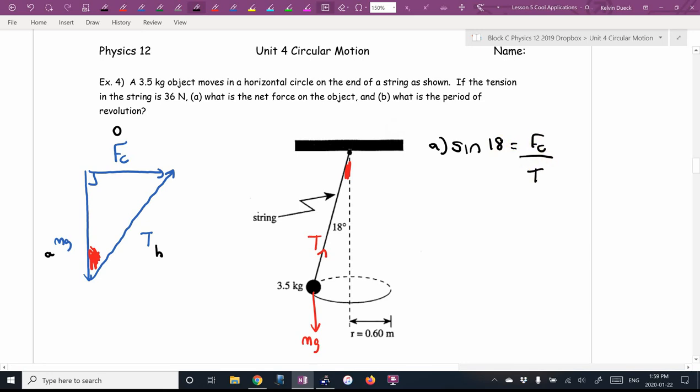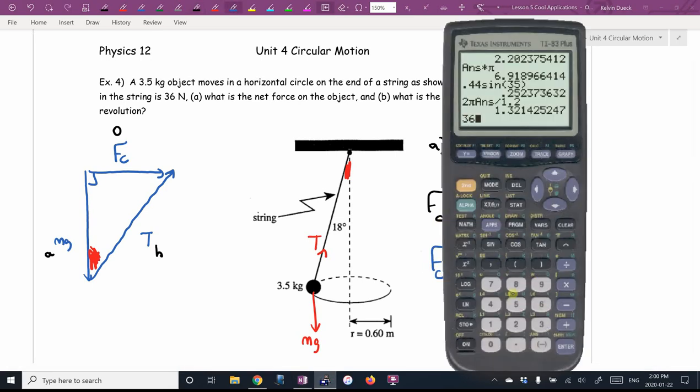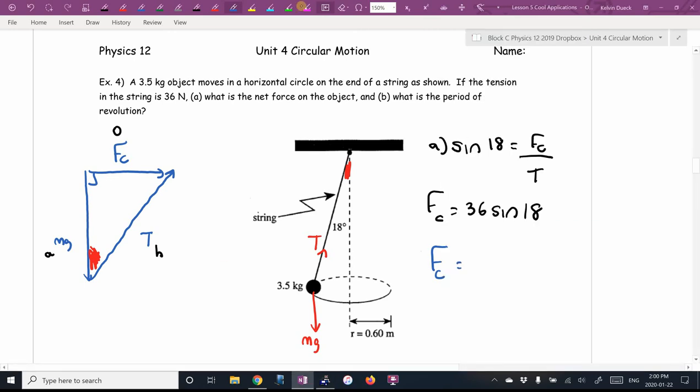What are they asking us to find? So let's get the FC by itself, times by T. FC is going to be T sine 18. You know what? Let's do the tension first. It's going to be 36 sine 18. Which is what? Sine button didn't work. You get 11.1246.